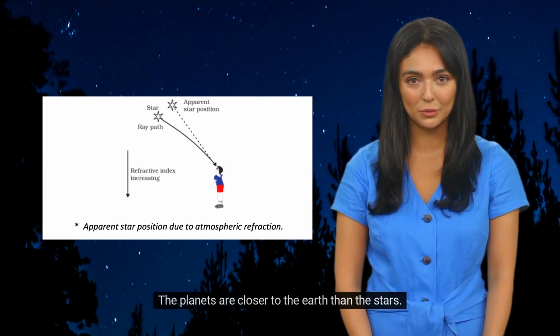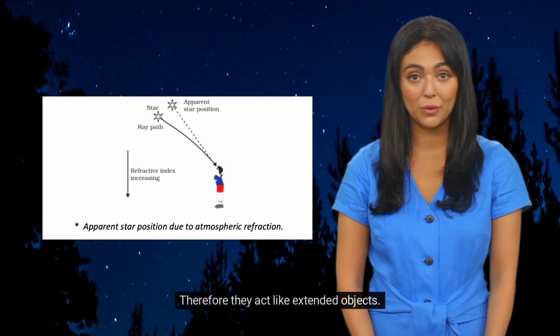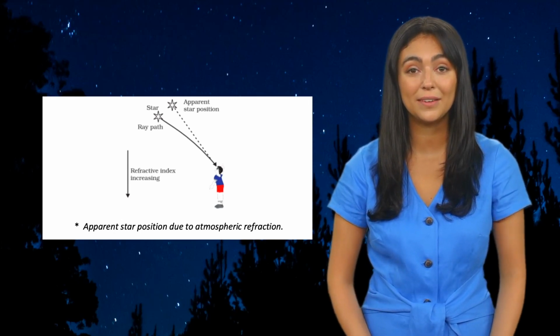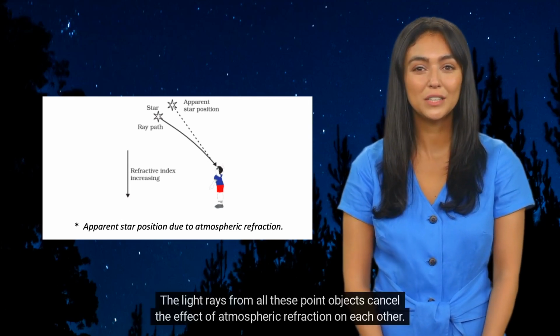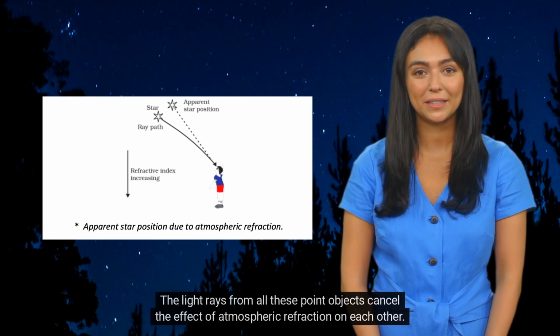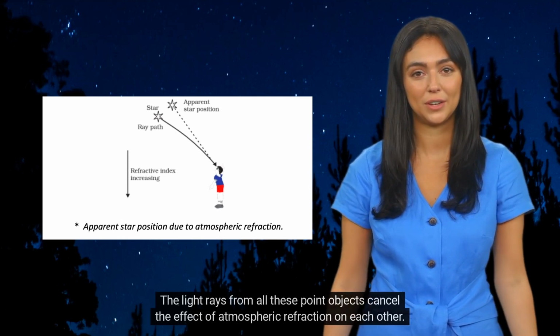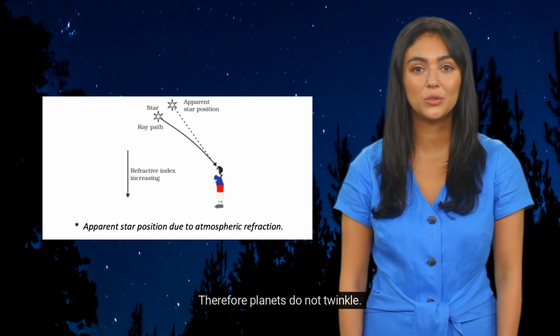Why don't planets twinkle? The planets are closer to the Earth than the stars. Therefore, they act like extended objects. An extended object has a number of point objects in it. The light rays from all these point objects cancel the effect of atmospheric refraction on each other. Therefore, planets do not twinkle.